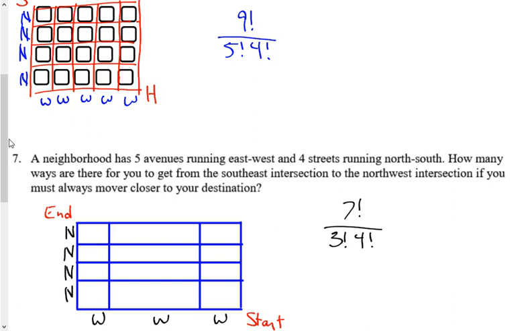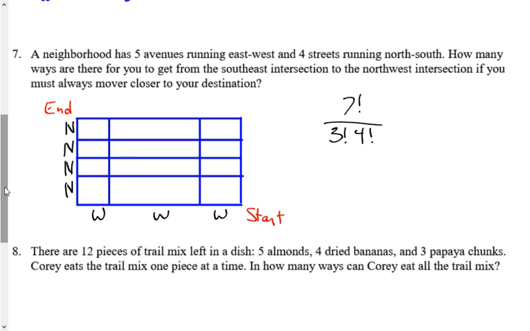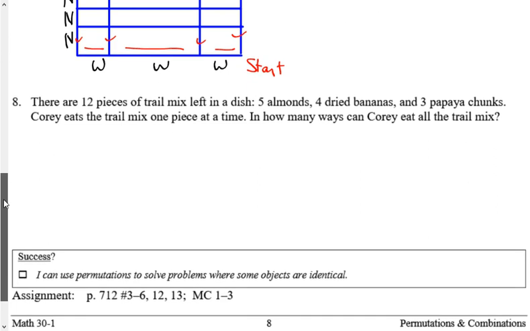Yes, Nathaniel. Let's see. Are you talking about number 7? I have only 4 streets running north-south, which means I have only 3 blocks, right? So I have my 4 streets, my 1, 2, 3, 4, which means I'm going west 1, 2, 3 times. Other questions? Nope. Let's look at the last one.